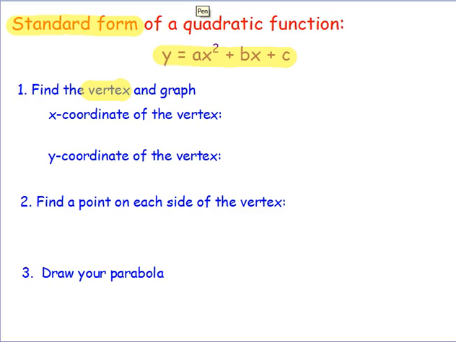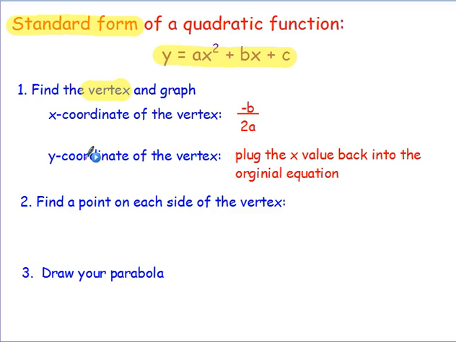Well, the vertex has two numbers. It has an x coordinate and a y coordinate. So to find the x coordinate, write down this very simple but important formula. And that formula is negative b divided by 2a. This is a formula you must memorize. It is used to find the x coordinate of the vertex. Now, once you have the x coordinate, notice the b is coming from right there, the a is coming from right there. Then you need to find the y coordinate.